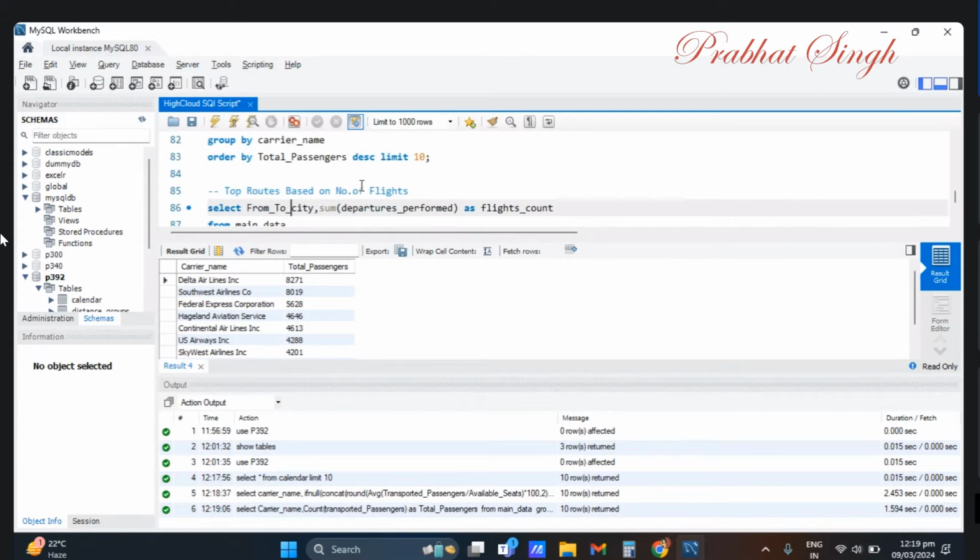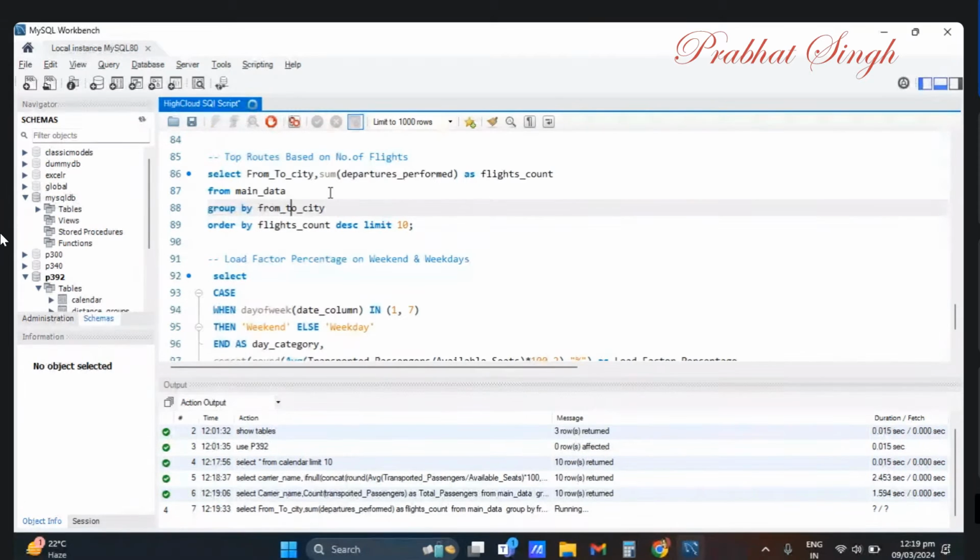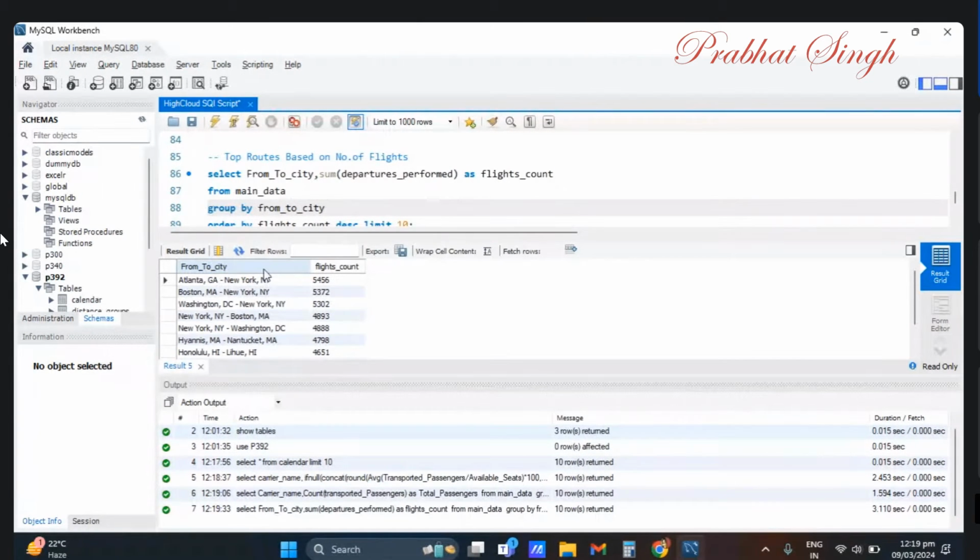And the next KPI is top routes based on the number of flights. So we have used here the sum formula. With the help of this, we can check from-to city with the help of flights count. And like for Washington DC to New York, there are 5,302 flights. So we can check with the help of their names.